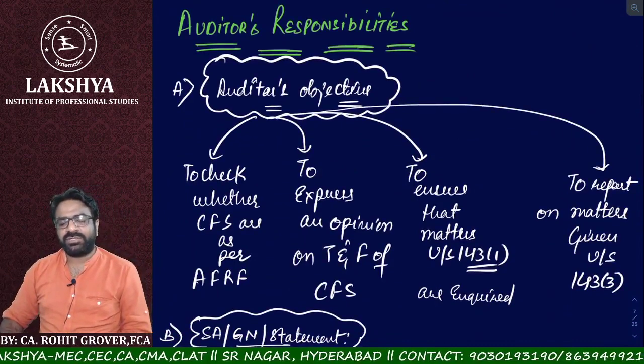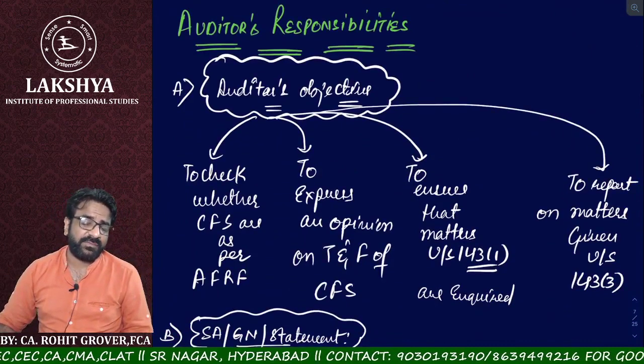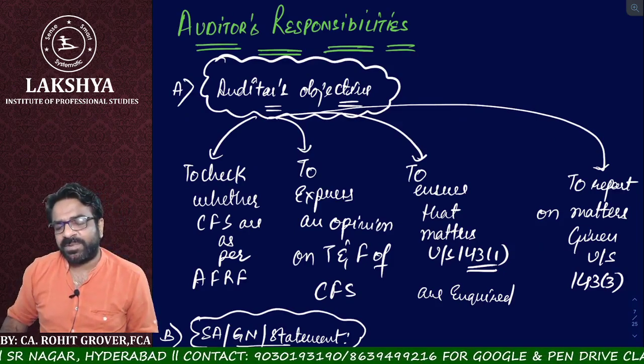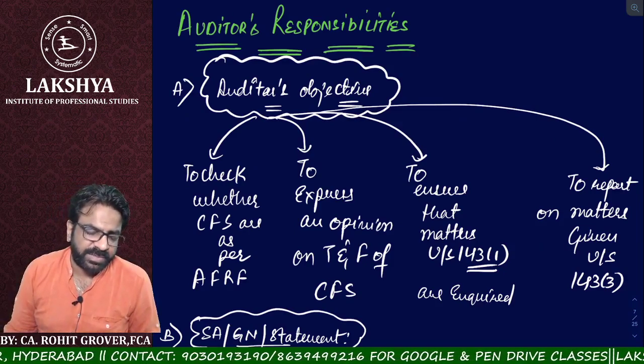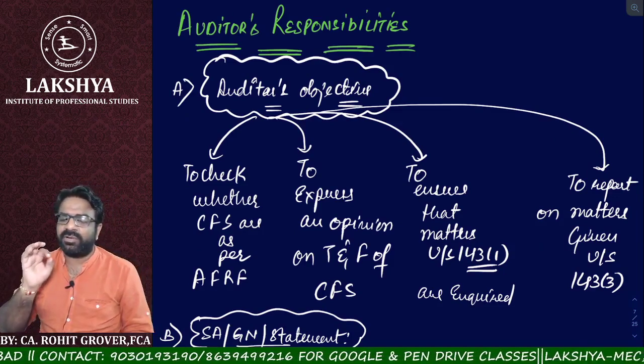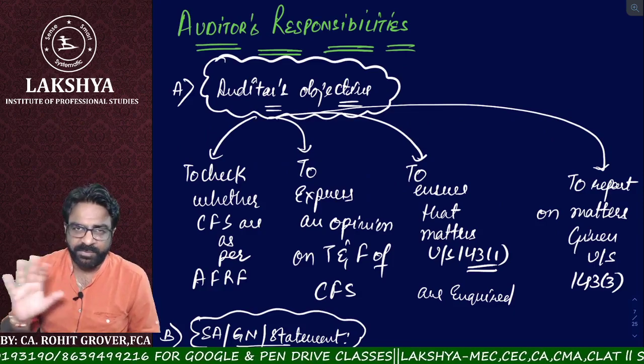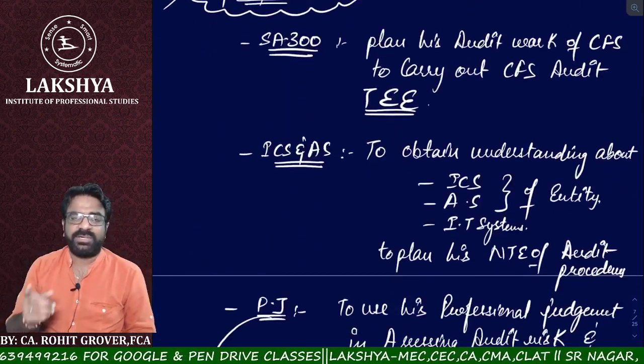What is the auditor's responsibility? Point number A. What are the auditor's objectives? To see that the consolidated financial statement is prepared as per AFRF. Second, to express an opinion on the consolidated financial statement. Next, 143 subsection 1, duty to inquire has been performed. 143 subsection 3, reporting on certain matters has been performed. Clear? Then what are the auditor's responsibilities relating to standards?